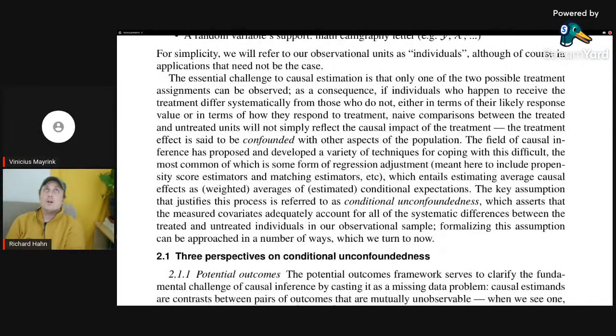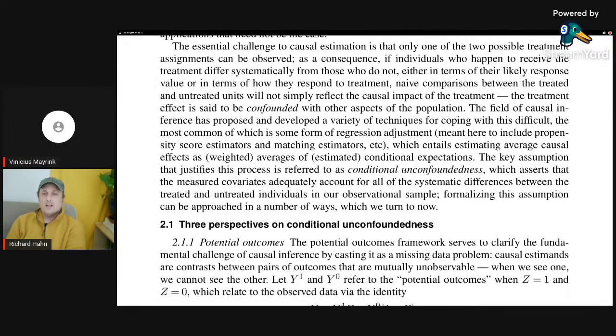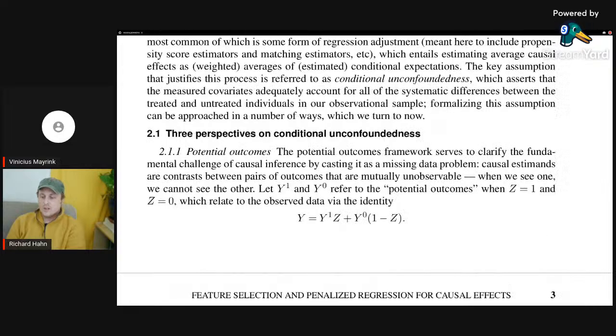So the potential outcomes framework is very nice because it really puts the problem in stark relief. The idea is that there are two totally separate states of the world, one in which a unit received the treatment and one in which it did not. And you can think about conceptually each of those as having an independent existence.